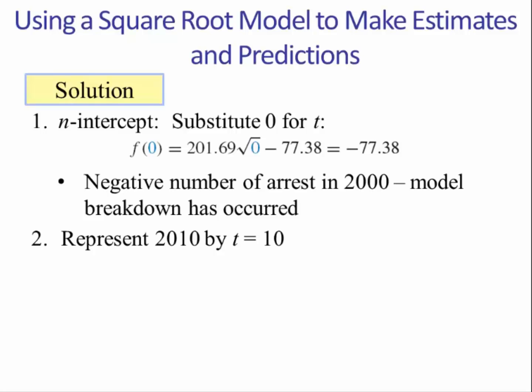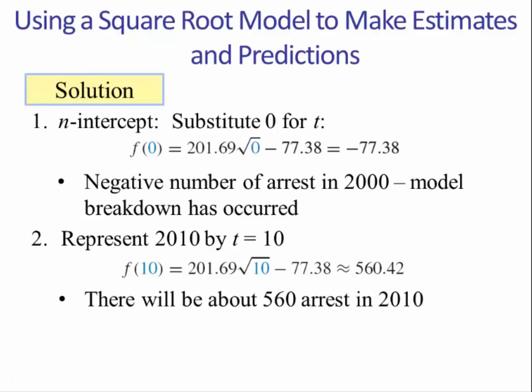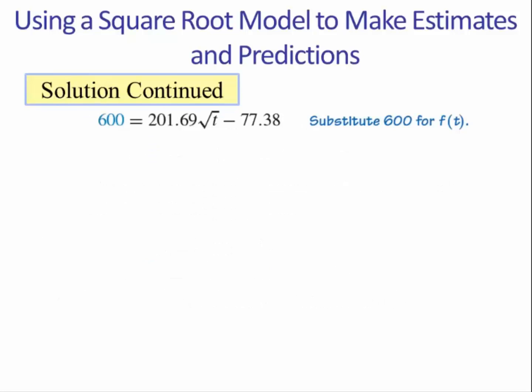Number 2, for the year 2010, that means t is equal to 10. So we have a value of the independent variable, and we want to know the dependent variable. So again, we plug in 10 for t. We multiply these two values together, then subtract 77.38, and we have 560.42. So we would say, according to the model, in the year 2010, the predicted number of drug arrests is about 560.